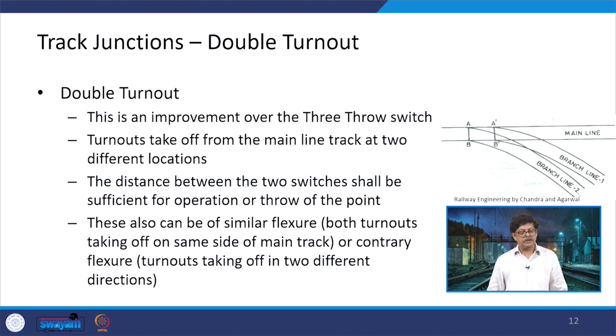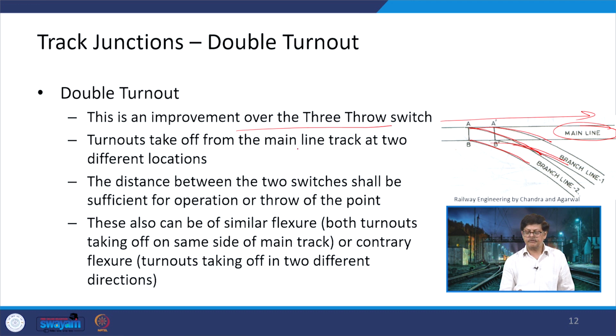Now, let us look at another type. This is a double turnout. A double turnout means you are going straight as a main line and 2 branch lines are coming out of it. You can see there is one branch line which is coming here, and there is another branch line which comes at this location. So, 2 such branch lines are coming out of here. This is an improvement over the 3-throw switch. What is the improvement here?